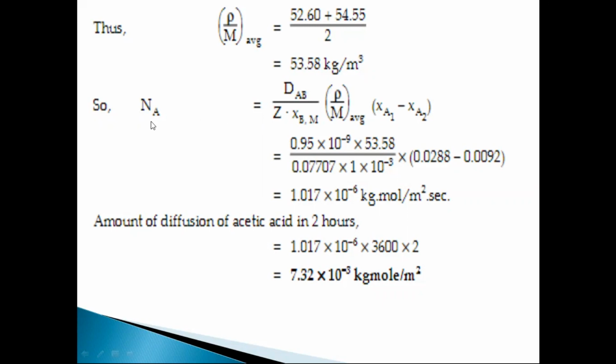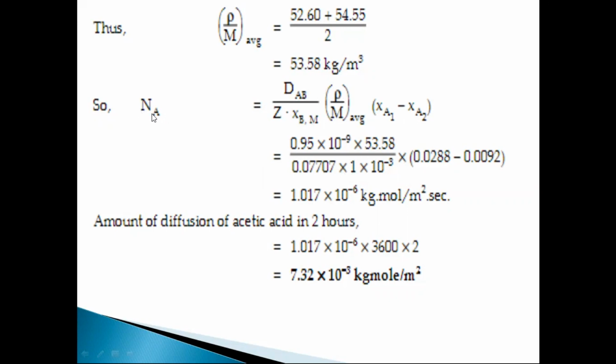To solve this numerical, you only have to remember this formula: NA is equal to DAB by Z, XBM into rho by M average, XA1 minus XA2. Just put all these values in this equation and find NA. That is nothing but the molar flux of component A.